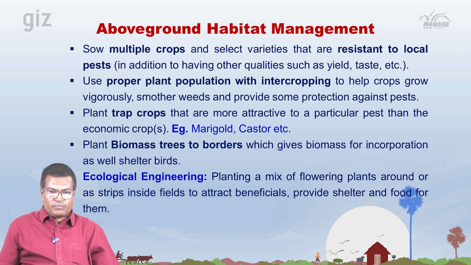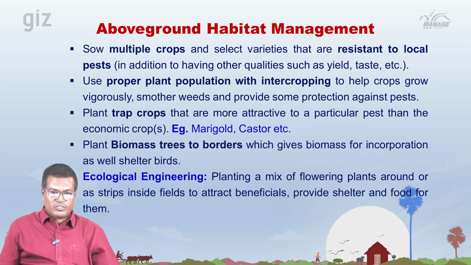The third one is you should plan to plant trap crops here and there in the field. Example, marigold and castor, which will attract a particular pest better than the economic crops. Then is planting biomass trees on borders, which gives biomass for incorporation as well as shelter for birds. Some tall growing trees should be planted on the borders of the crop so that the birds will take shelter and enter the field and prey on the pests. One more concept that is recently emerging is ecological engineering, wherein we plant a mixture of different flowering plants all around the fields in strips or on the bunds, so that the flowers will attract the beneficial insects, and also provide some food and shelter to the insects, which will prey on the insect pests that are there in the field.